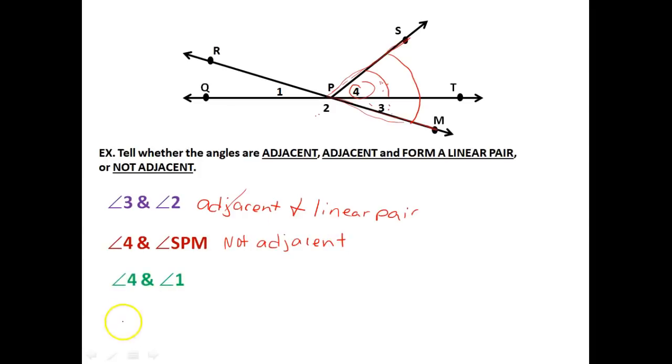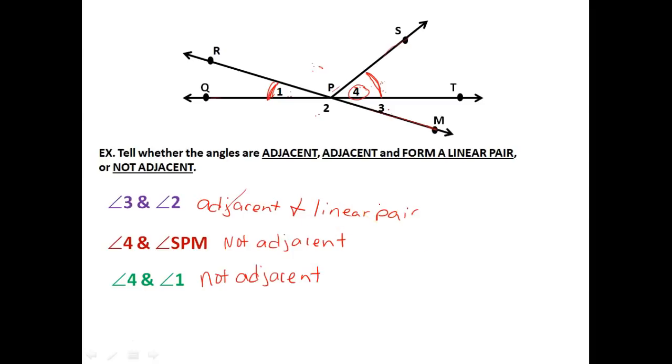Alright, let's look at angle 4 and angle 1. We have angle 4 and angle 1. Here's angle 4. So this angle they're talking about. Here's angle 1. Alright, if you look, they do share the line, but it's not a pair. There's another angle in between. So that's 1, 2, 3 angles. They are not side by side. They do not share a side, so they are not adjacent. We will have lots of practice, guys.